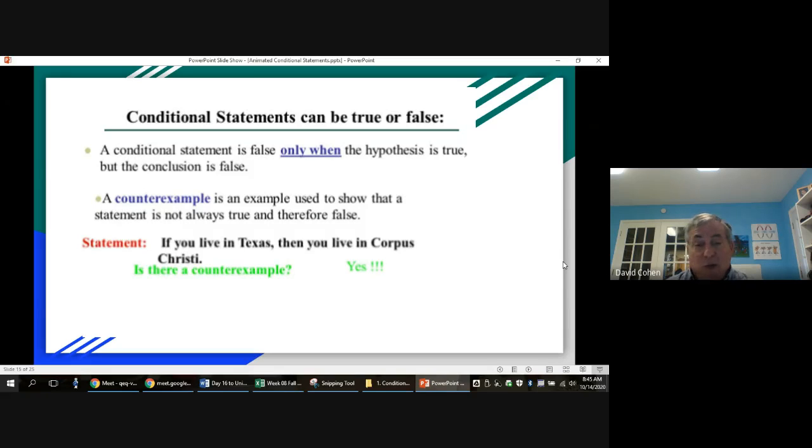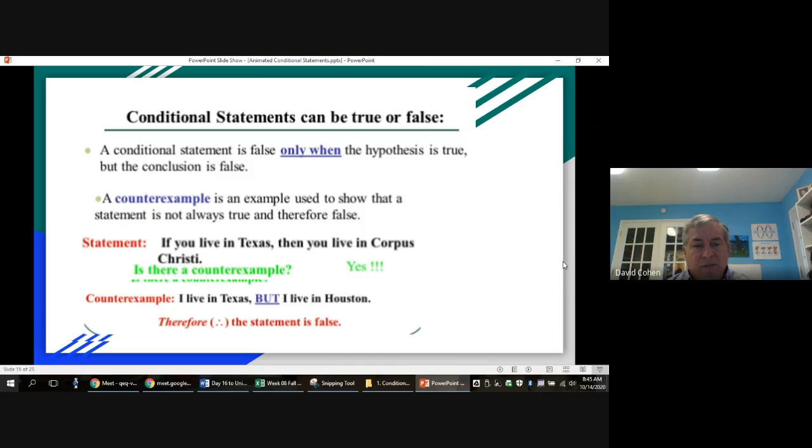Here's a great one. If you live in Texas, then you live in Corpus Christi. Is there a counterexample? I know it says yes, but think about one, please. I live in Texas, but I live in Houston or Austin or wherever you happen to live, Round Rock. Therefore, and that 3 dots stacked up is a therefore, it's a lot faster to write those. Therefore, the statement is false.